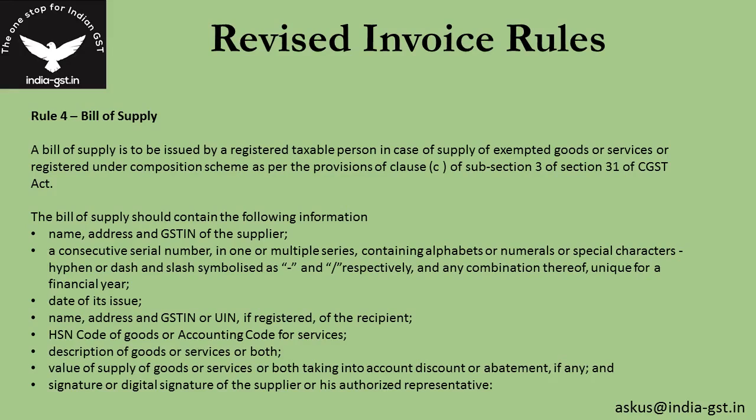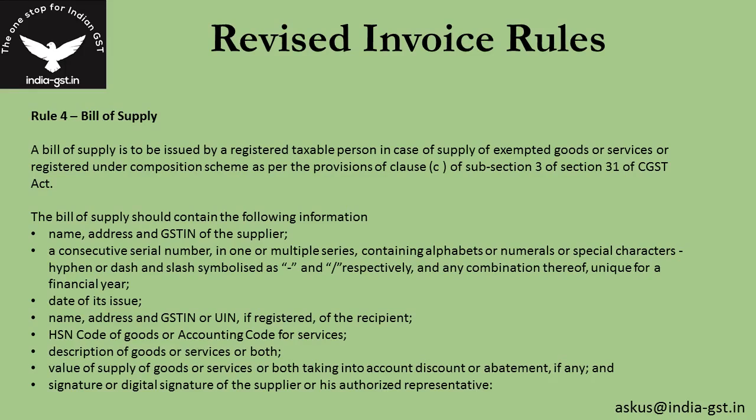Rule 4: Bill of Supply. A bill of supply is to be issued by a registered taxable person in case of supply of exempted goods or services or registered under composition scheme as per the provisions of Clause C of subsection 3 of Section 31 of CGST Act. The bill of supply should contain the following information: name, address and GSTIN of the supplier; a consecutive serial number, in one or multiple series, containing alphabets or numerals or special characters hyphen or dash and slash, and any combination thereof, unique for a financial year.